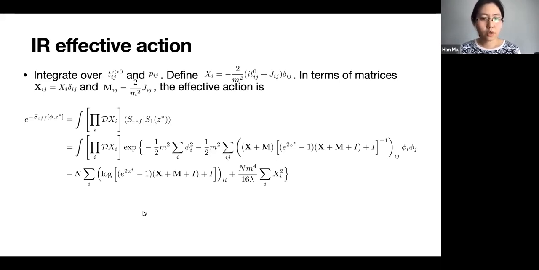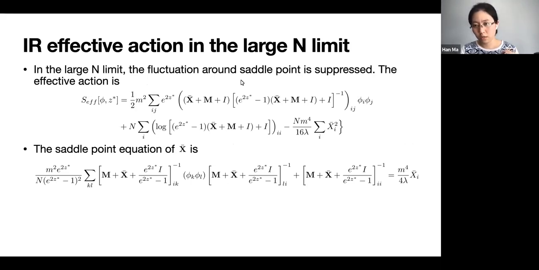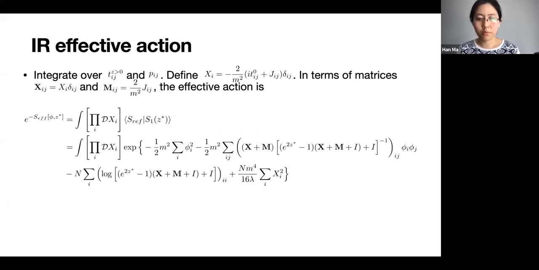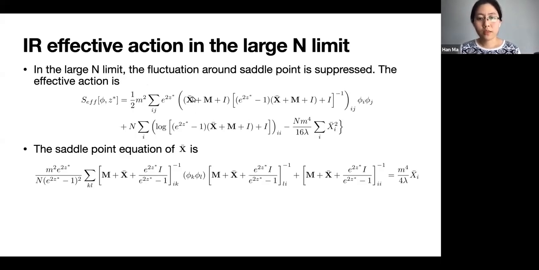So we only consider the large N limit result, because in the large N limit, the fluctuation around the saddle point is highly suppressed. So we can directly equate the effective action to the exponent in the Boltzmann weight by replacing the fluctuating field by its saddle point solution. So here X bar is the saddle point solution of fluctuating X, which is determined by the saddle point equation like obtained here. Each term in the saddle point equation is obtained by varying the fluctuating X in the exponent of the Boltzmann weight.